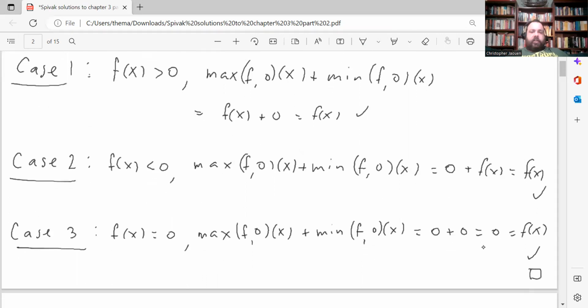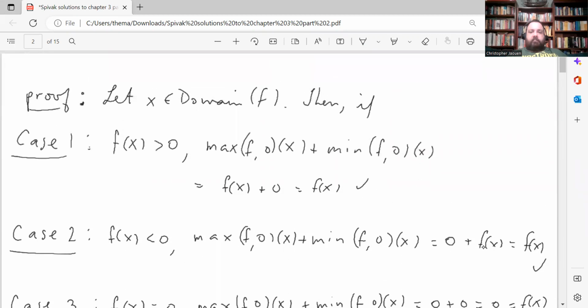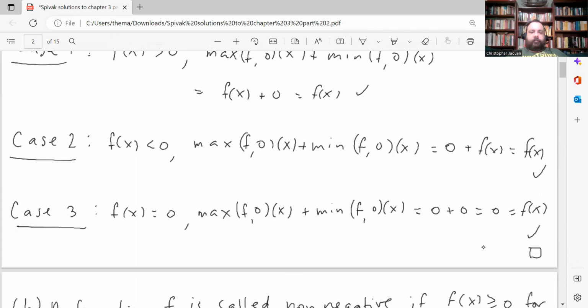Case 2, if f(x) is negative, then max(f, 0)(x) plus min(f, 0)(x) is equal to, the max would be 0 in this case because f(x) is negative, plus f(x), and 0 plus f(x) is, of course, f(x). And then the last case, if f(x) is equal to 0, then max(f, 0)(x) and min(f, 0)(x) are both 0, so you get 0 plus 0, which is 0, which is the value of f(x). And that exhausts all the cases. So that proves that that way of writing f works.